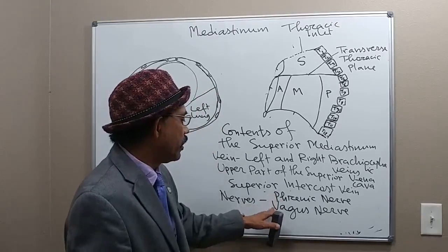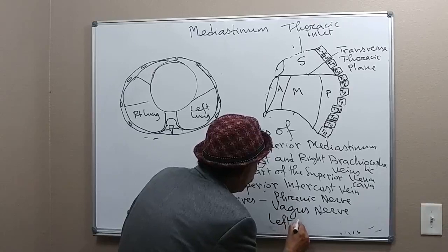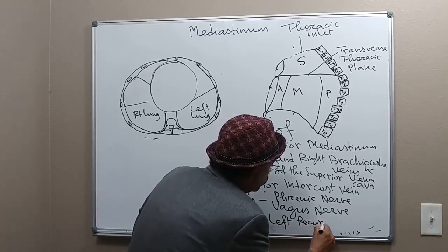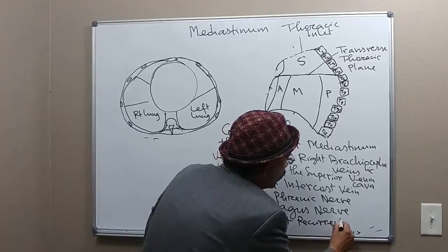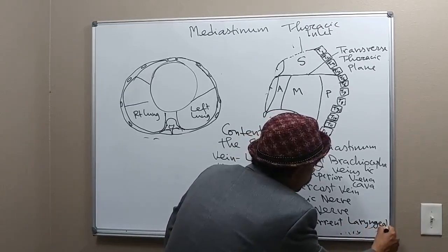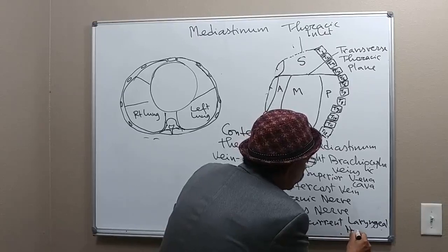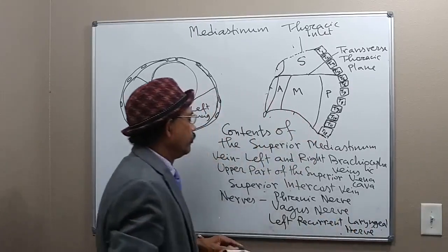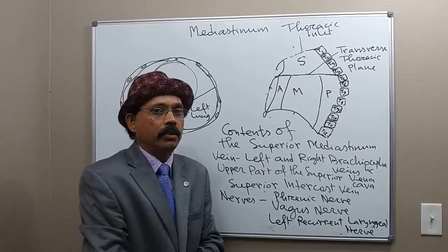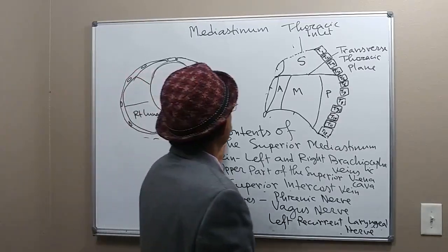Okay, phrenic nerve, vagus nerve, and left recurrent laryngeal nerve. That is a branch of vagus nerve. Okay, we got the nerve. Then we'll get the glands.